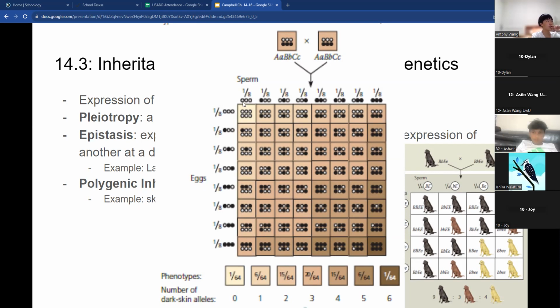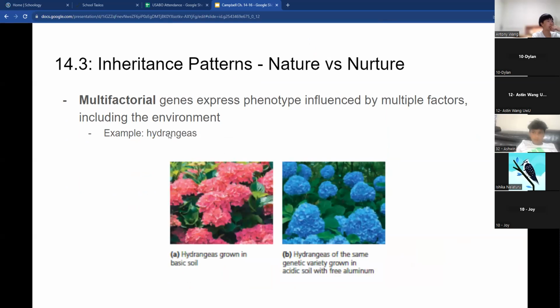You can see how there are many combinations of these just three alleles leading to a gradient of colors, as you go down and across, right? Okay. Inheritance patterns, nature versus nurture. Another exception to Mendelian genetics is that not everything is determined by your genotype. Your phenotype is also influenced by your environment.